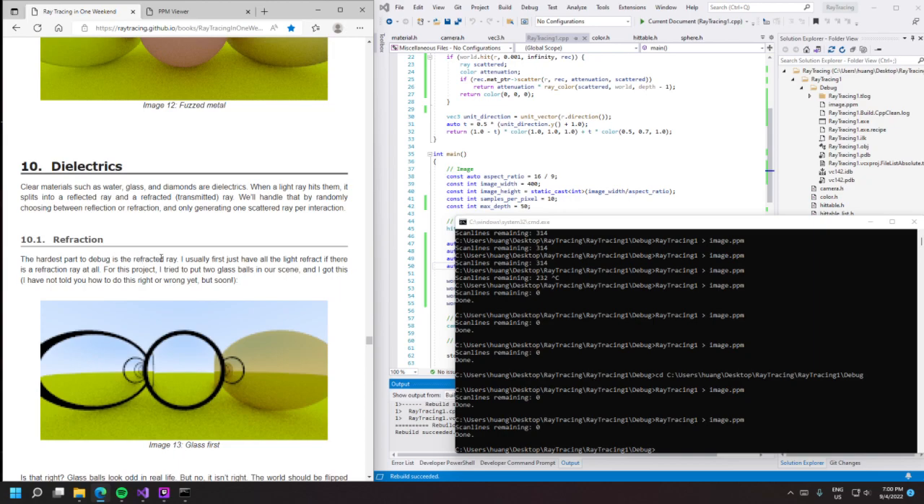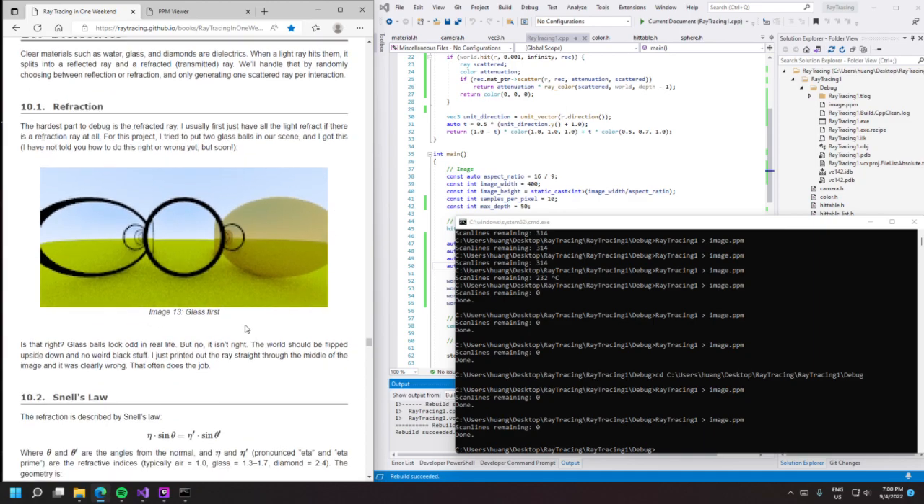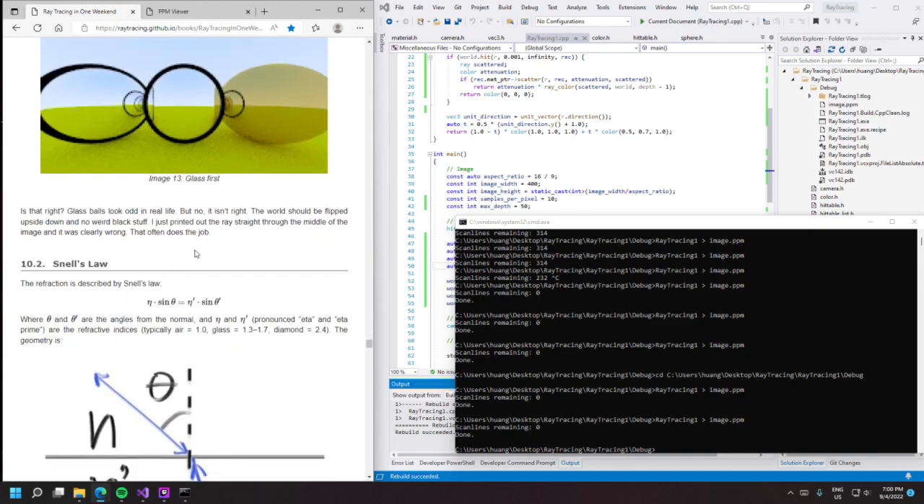The hardest part to debug is the refracted ray. I usually first just have all the rays refract if there's a refraction ray at all. For this project, I tried to put 2 glass balls in our scene and I got this. I have not told you how to do this right or wrong yet, but soon. Okay. Well, it doesn't look right at all. Yeah, it doesn't look like anything transparent.